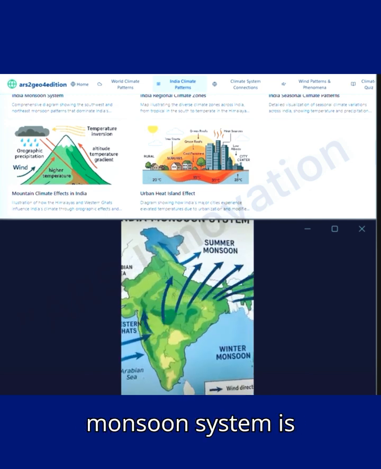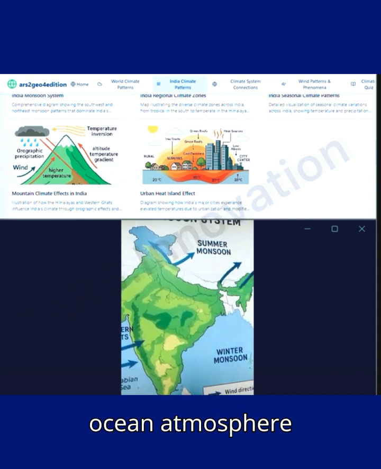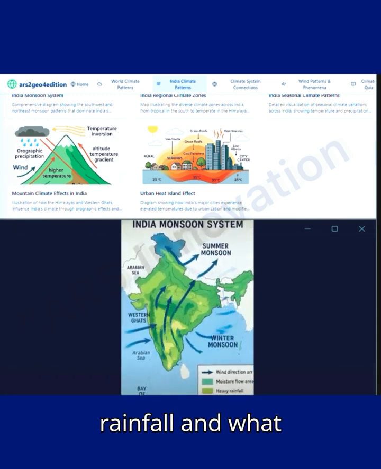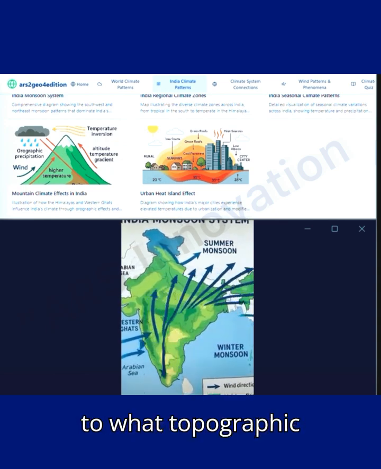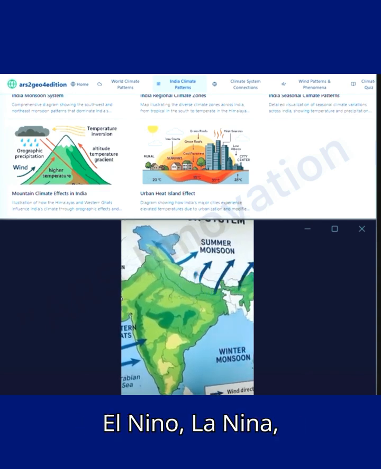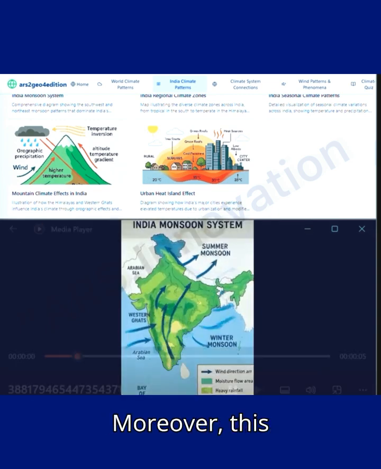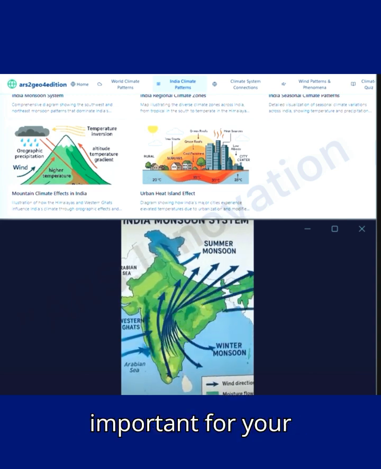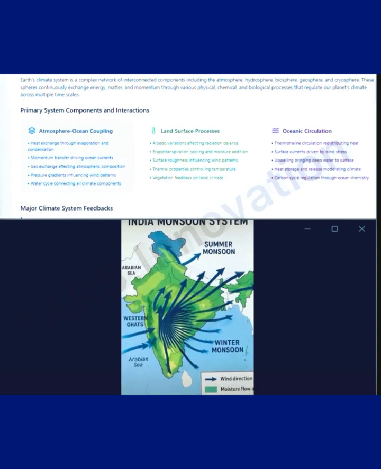Recollect some important aspects we have discussed in this chapter. The Indian monsoon system is controlled by land and sea temperature contrast, pressure systems and global ocean atmosphere interaction. Next we discussed the southwest monsoon, which brings the bulk of India's rainfall, and the northeast monsoon, which mainly affects the southeastern coast. Regional variation exists due to topographic and wind patterns. El Nino, La Nina, ENSO and IOD influence the intensity and distribution of monsoon rains. Moreover, this understanding is important for your geography subject.